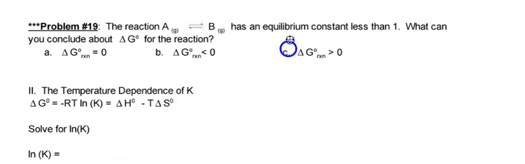I hope you got C. That's the right answer. If you remember the equation, delta G equals negative RT ln K, the signs are going to be opposite. So if K is less than 1, G is greater than 0.